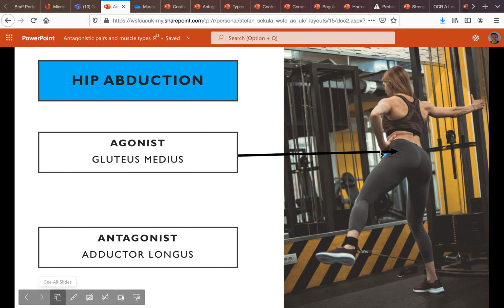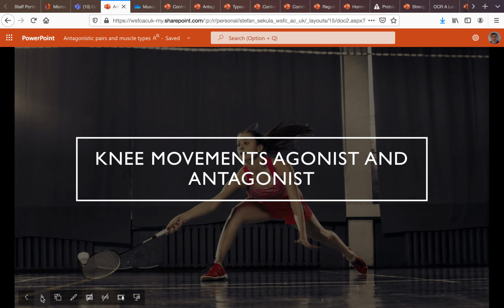Hip abduction, abduction taking away, gluteus medius, it's on the side of our body. If the side of our body is a body part that moves, or we move the body kind of laterally, it's going to be a muscle on the side. So gluteus medius is the agonist, adductor longus is the antagonist. Therefore, we won't need to know hip adduction. Sorry, is a movement, never gets asked.